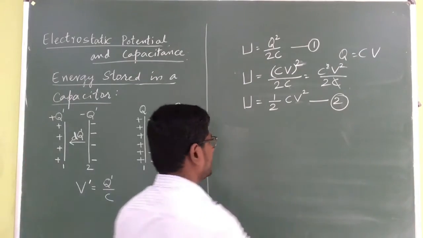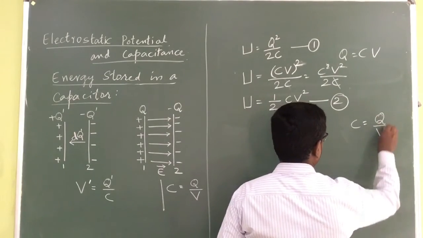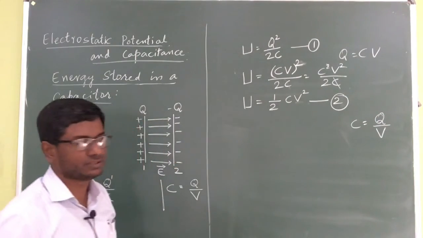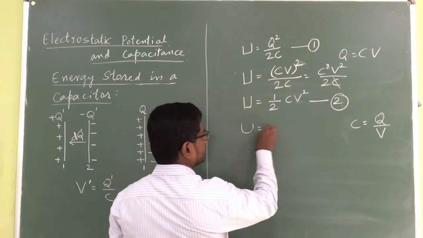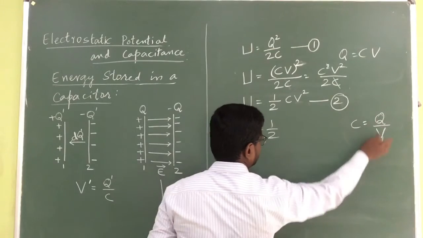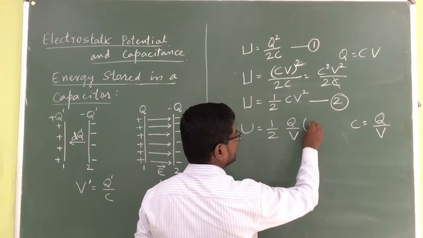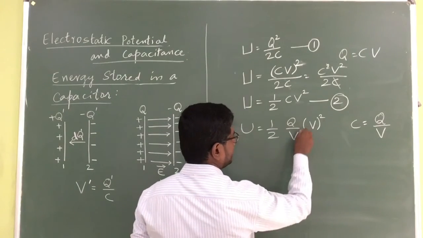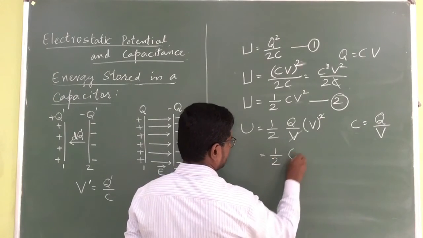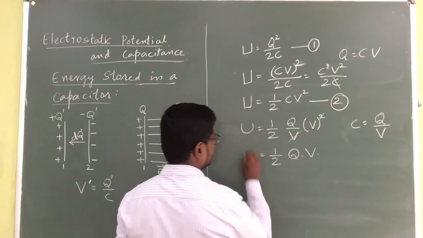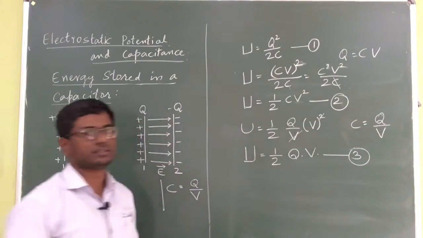Alternatively, we also have C is equal to Q divided by V. So if I substitute this, what is going to happen? U is equal to half. C can be replaced by Q divided by V, and that is going to be V square, and we know this V and this V square will cancel out. It will be half Q V, and that is going to be potential energy. So this is my third equation.